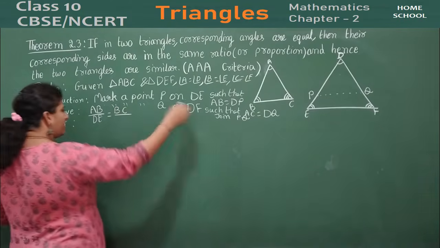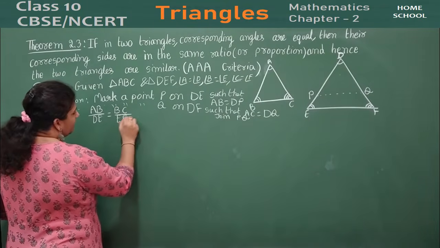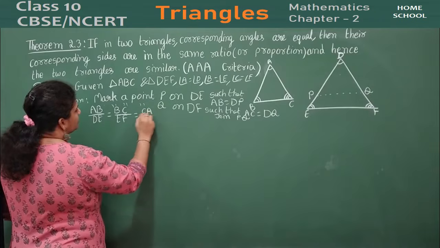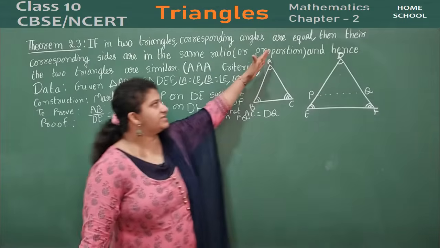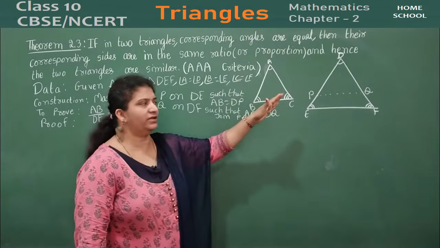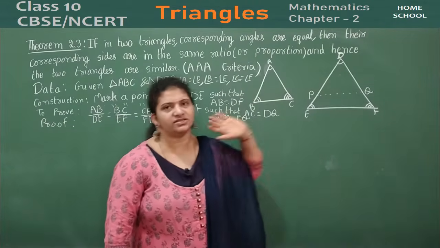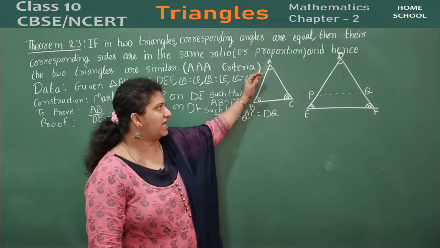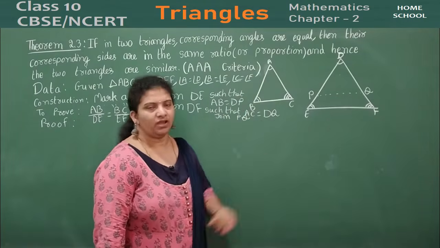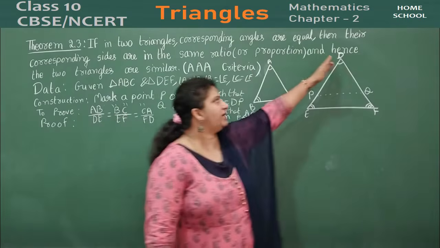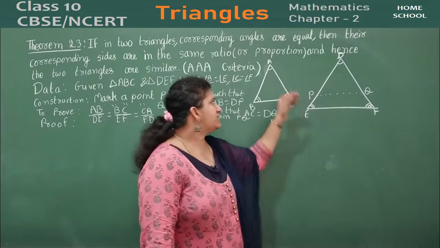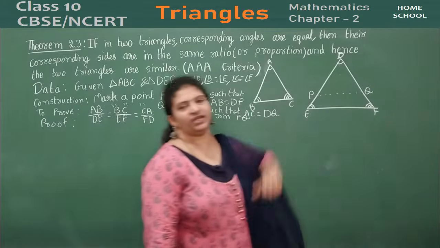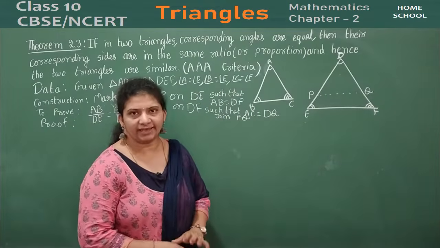Can you observe on the figure? BC by EF is equal to CA by FD. See here, always if you are going in this pattern, you have to go in the other triangle also in this pattern. Suppose if I say AB, don't say ED. AB by DE, BC by EF, CA by FD. Okay, don't change any letters.